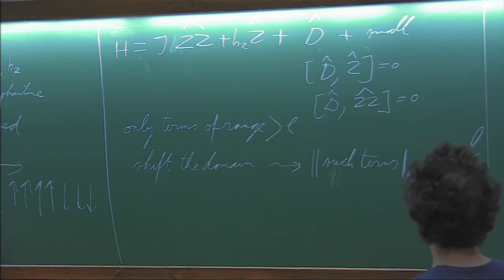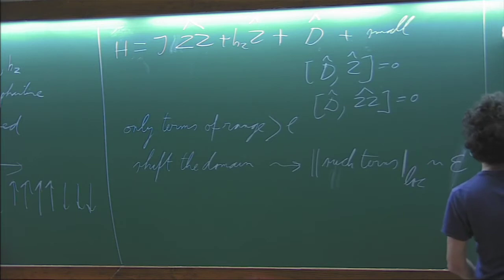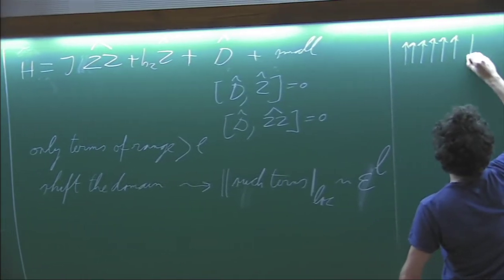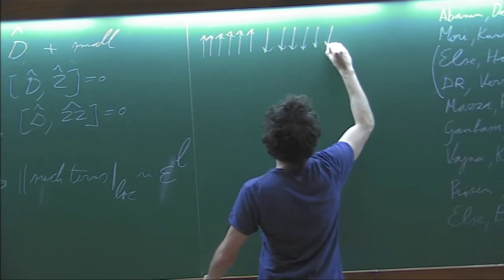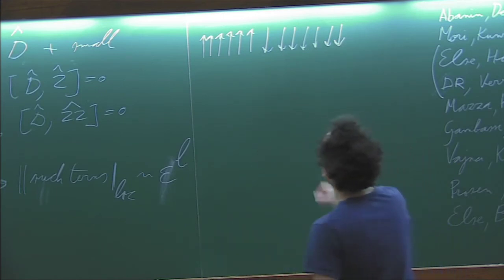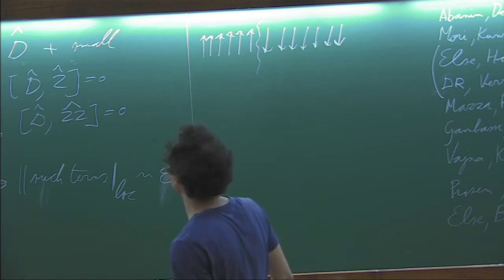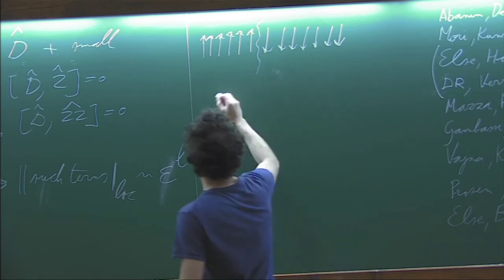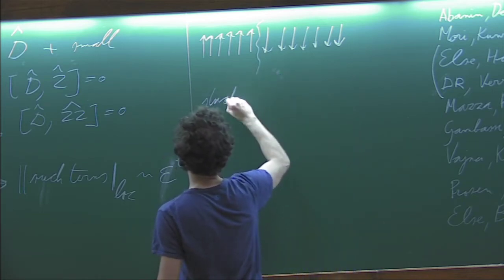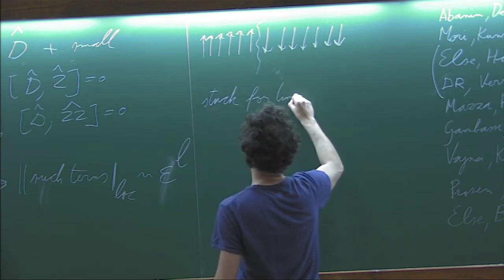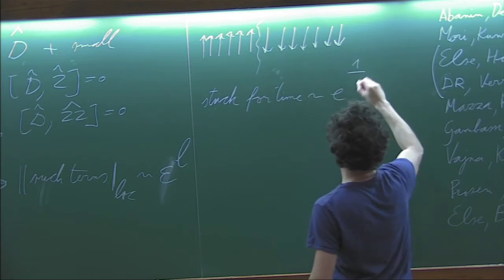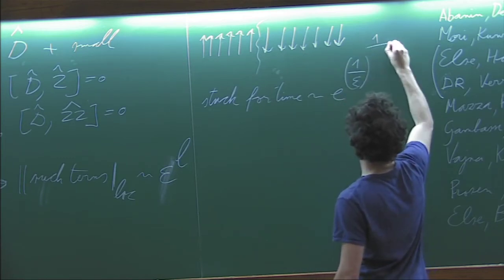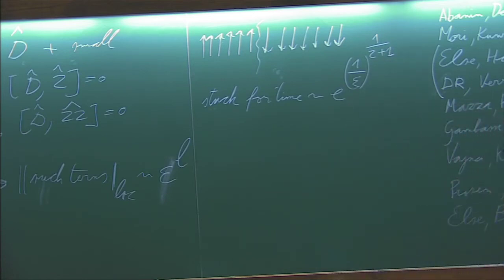a bit more interesting if you take, for example, a domain wall. So this thing here, right? Now, it's a little bit different, right? Strictly speaking, there is just no move you can do. So this thing would be stuck for a time that is basically exponential in this thing, right? So this is extremely suppressed.